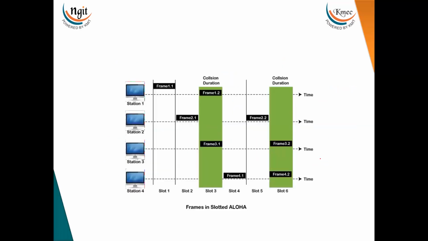See here, in slotted Aloha, station 1 is sending. First, it has sent one data frame, then the next frame, one after the other. That means if it sends in slot 3 first, only later will it send the next one. One after the other, the transmission will be done.